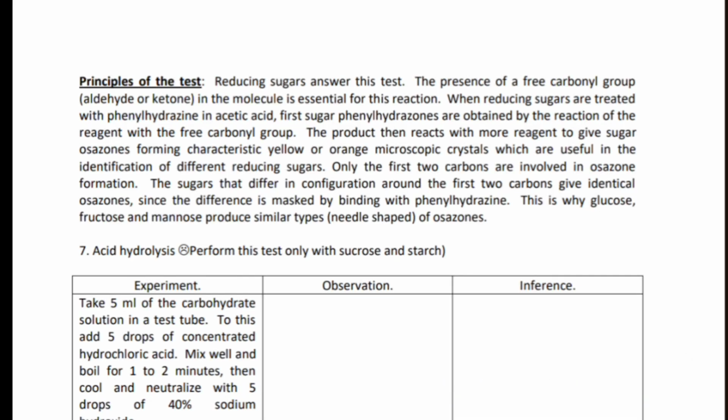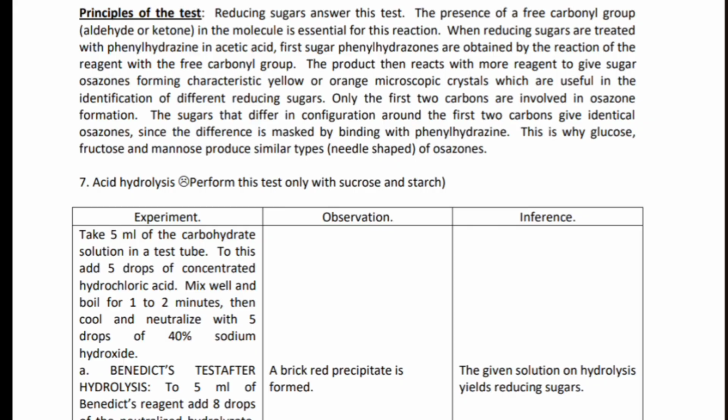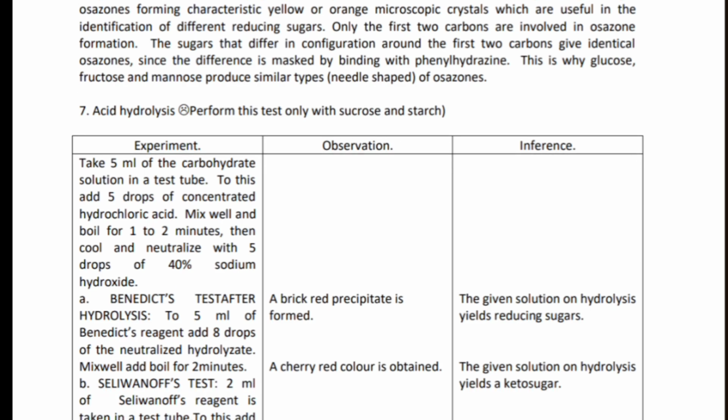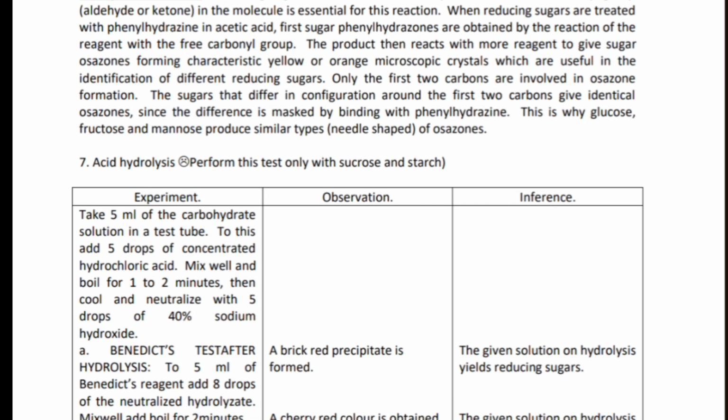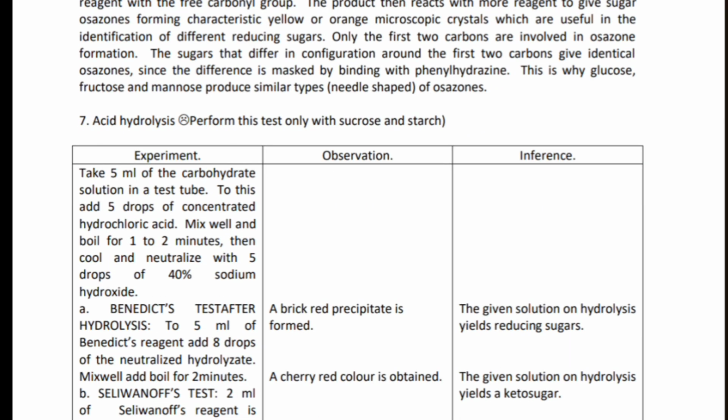Okay. Principle of the test: reducing sugars answer this test. Presence of a free carbonyl group, aldehyde or ketone, in the molecule is essential for this reaction. When reducing sugar is treated with phenylhydrazine in acetic acid, first sugar phenylhydrazones are obtained by the reaction of the reagent with the free carbonyl group. Product then reacts with more reagent to give sugar osazones, forming characteristic yellow or orange microscopic crystals. This is important, the color of the crystals, yellow or orange, is useful in identification of different reducing sugars. Only the first two carbons are involved in osazone formation.